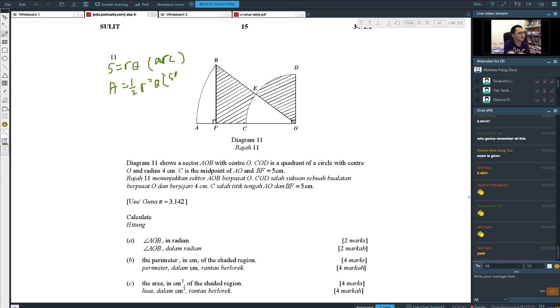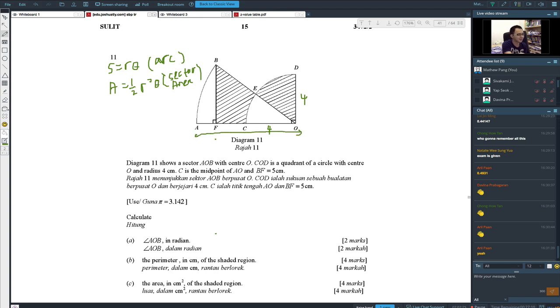Please remember them. The first one, the question asks you to find angle AOB. Let me read the question first. You have a sector with center O, and COD is a quadrant, so this is 90 degrees. The radius is 4 centimeters, so OC is 4. C is the midpoint of AO, so the total length here will be 8 centimeters. BF is 5.